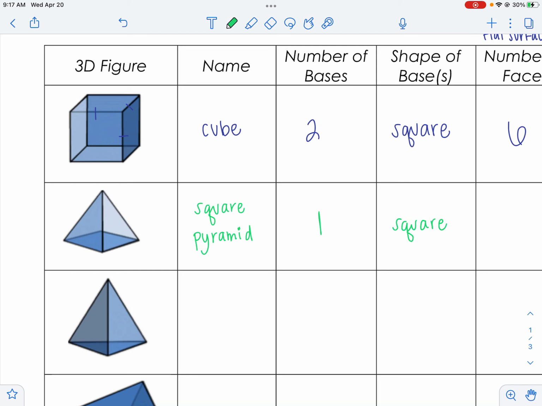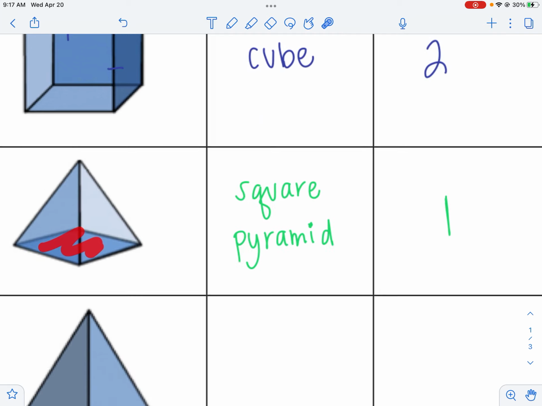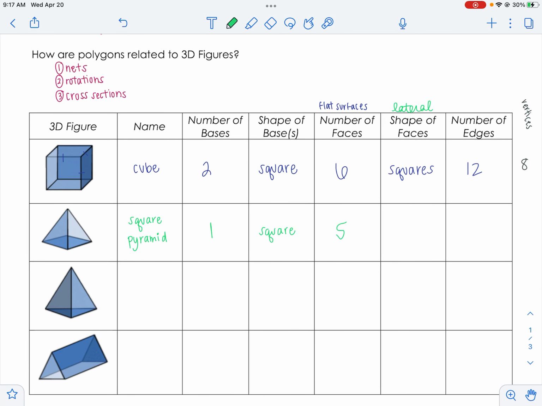If I asked you how many faces there were, how many flat surfaces are there? Well, I have the 1 square base, and then I have my 4 triangles on the side. So I have 5 faces total. I have my base plus my 4 triangles on the side. And what are the shapes of these faces? I'm going to add in this word lateral up here. Lateral means what are the shapes of the sides that are not bases? So the base is a square, but what is the other shape that we see? Well, that's a triangle.